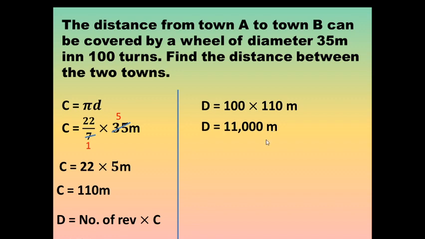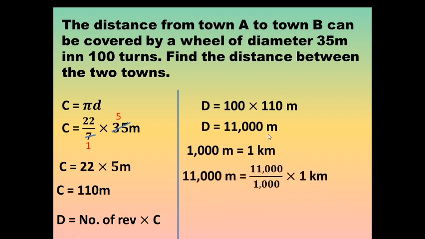So you can easily change 11,000 meters to kilometers by saying 1,000 meters is equal to 1 kilometer. So how about 11,000 meters? It is the same as 11,000 divided by 1,000 times 1 kilometer. What do we get from there? We first simplify. By 1,000 here we shall get our 1, and the other side by 1,000 we shall remain with 11. So our distance in terms of kilometers is equal to 11 kilometers.